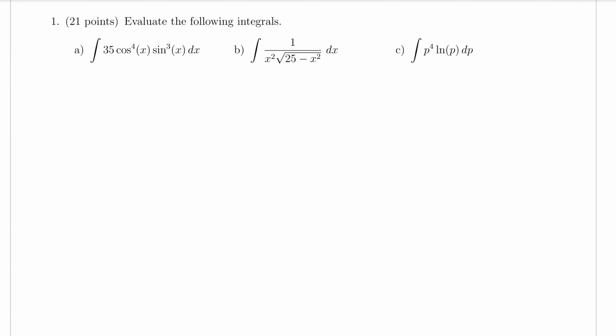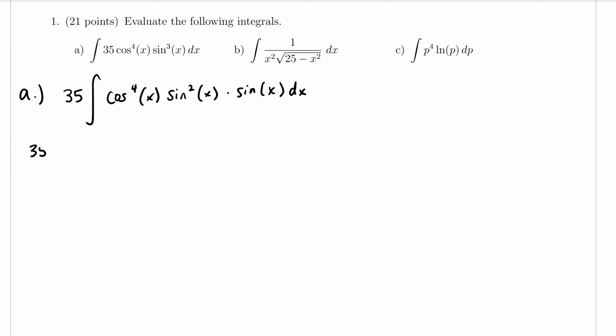Part A asks us to integrate 35 times cosine to the fourth power times sine to the third power dx. So what we're going to do here is we want to rewrite sine. I'm going to factor out 35. And sine cubed, I'm going to rewrite as sine squared x times sine of x. And then I can use the Pythagorean identity to rewrite sine squared.